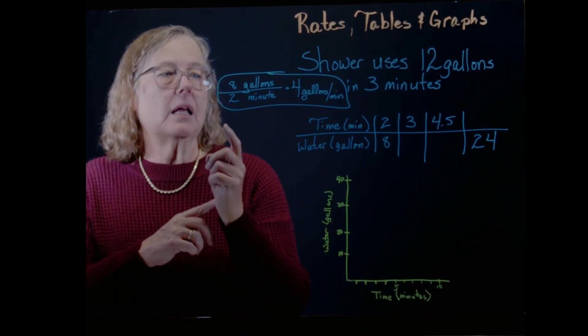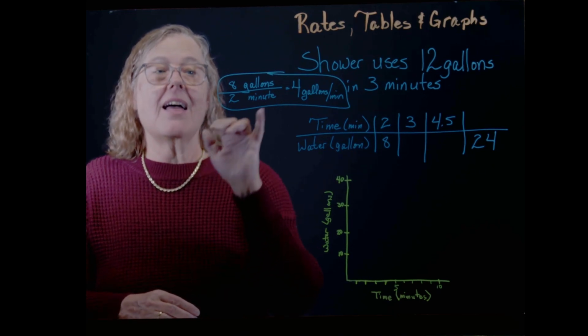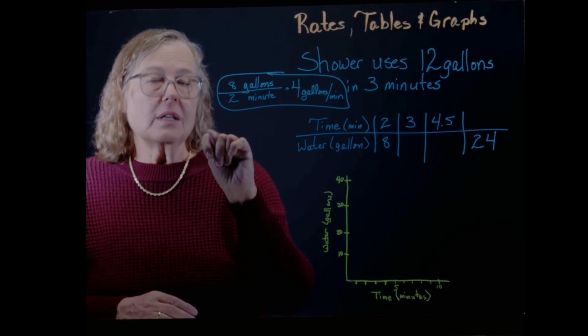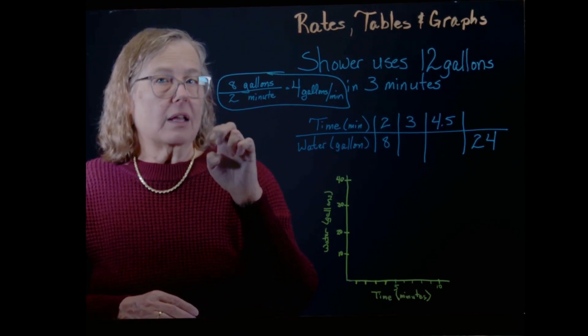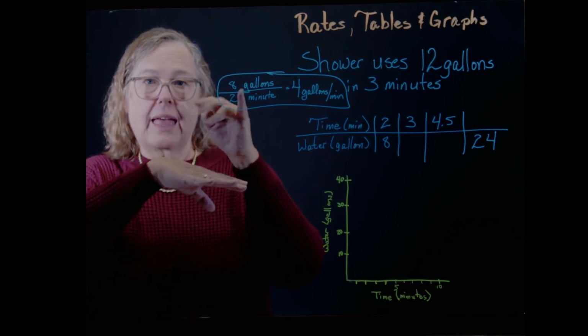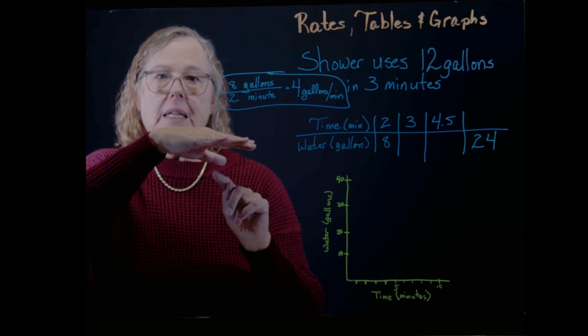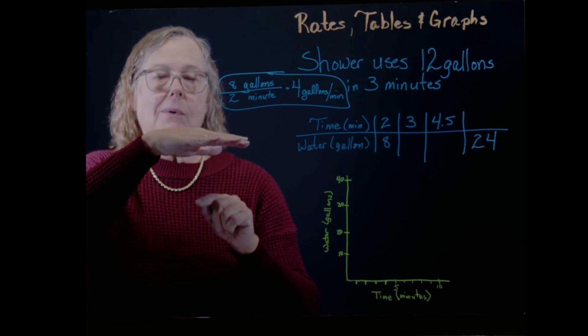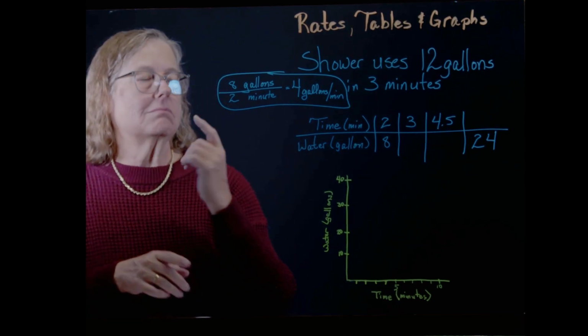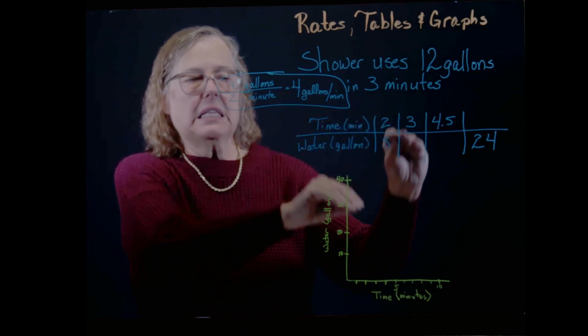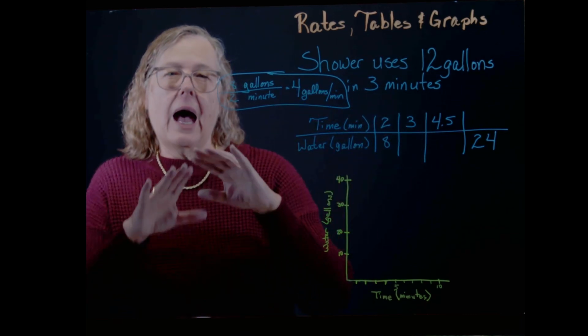So I use 4 gallons of water every minute. That is my rate. That specifically is my unit rate. And again, why is it a unit rate? Because although I have a 4 gallons on the top, there's a 1 on the bottom. It's 1 minute. That 1 on the bottom means it's a unit rate. Good job. All right, let's fill this in.